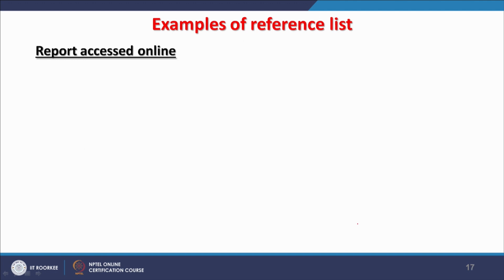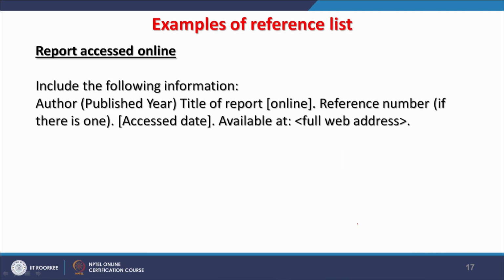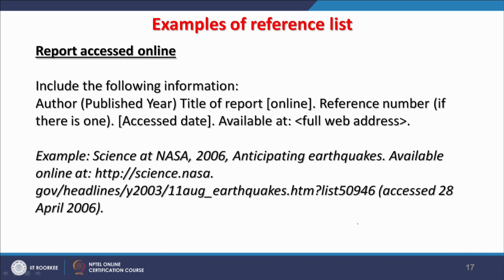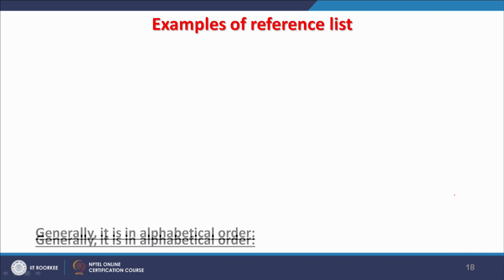Report, if I am accessing some report, many reports are also available online. So, the same way: author, published year, title of the report, online availability, reference number if there is one, access date, and the full address should be given. Like here, Science at NASA 2006, Anticipating Earthquakes, available online at this address. And then you can also provide information about the accessed date.